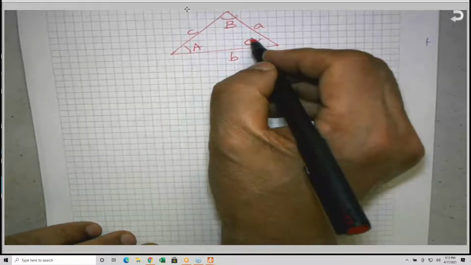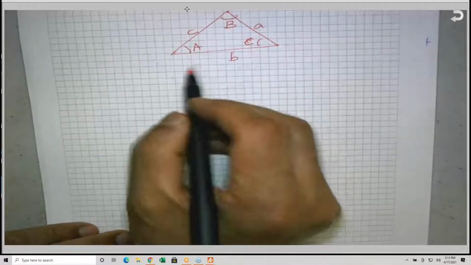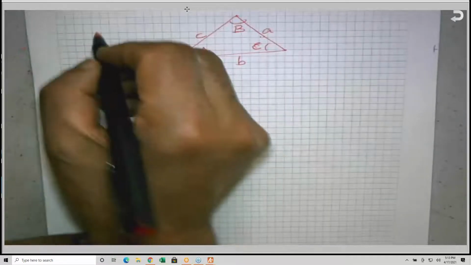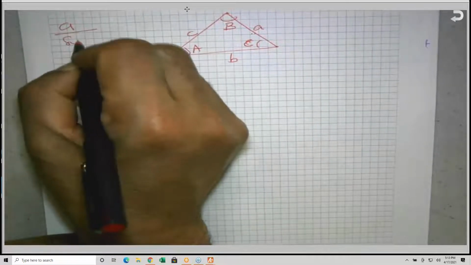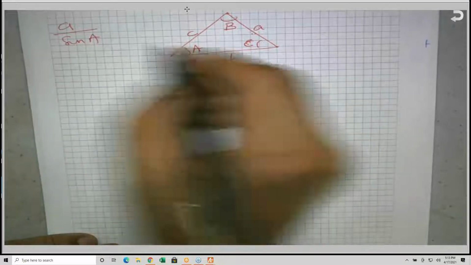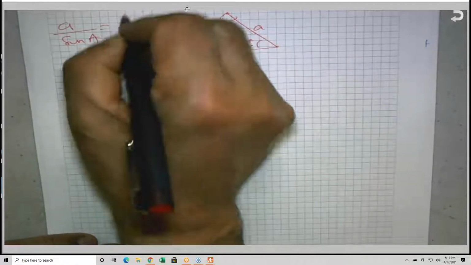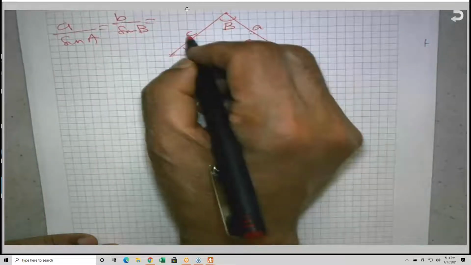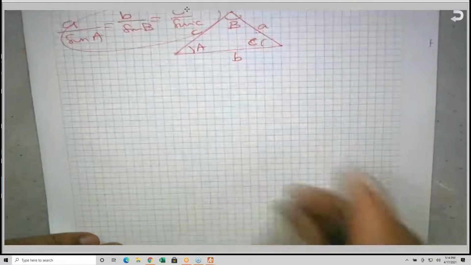So basically, if I have this triangle, I can say that this side here starts with A over the sine of the opposite angle, which is angle A, is equal to B as in boy, divided by the sine of the angle B, and finally C over sine C. This is called the law of sines.